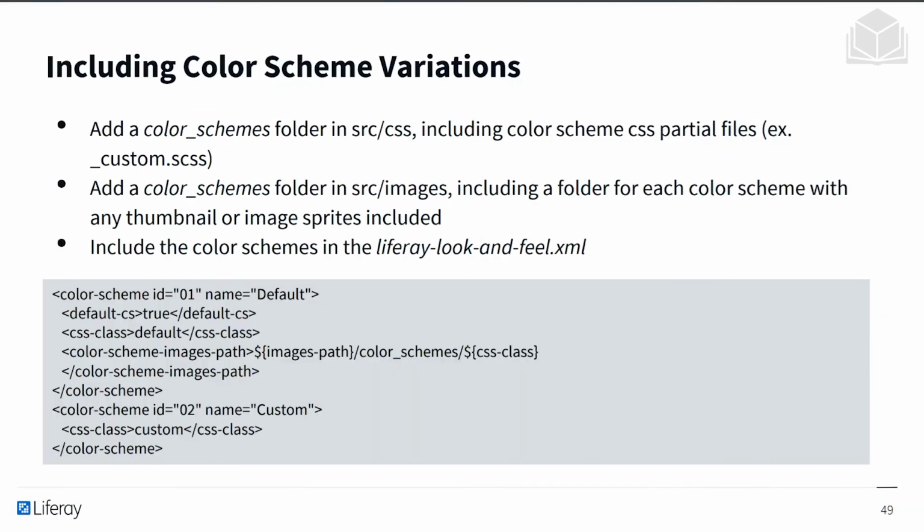We can also include color scheme variations. So to add and include color scheme variations, you'll have to add a color schemes folder in the source CSS directory, including color scheme CSS partials such as custom SCSS. Then we'll add a color schemes folder in source images, including a folder for each color scheme with any thumbnail or image sprites included. And then we'll also include the color schemes in the Liferay look and feel XML, and that's displayed below. You can pause this and observe this too.